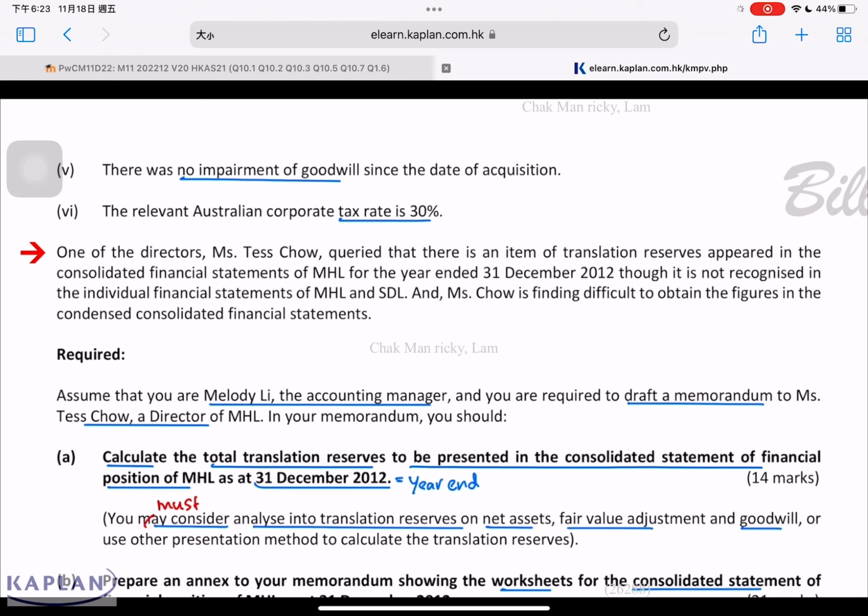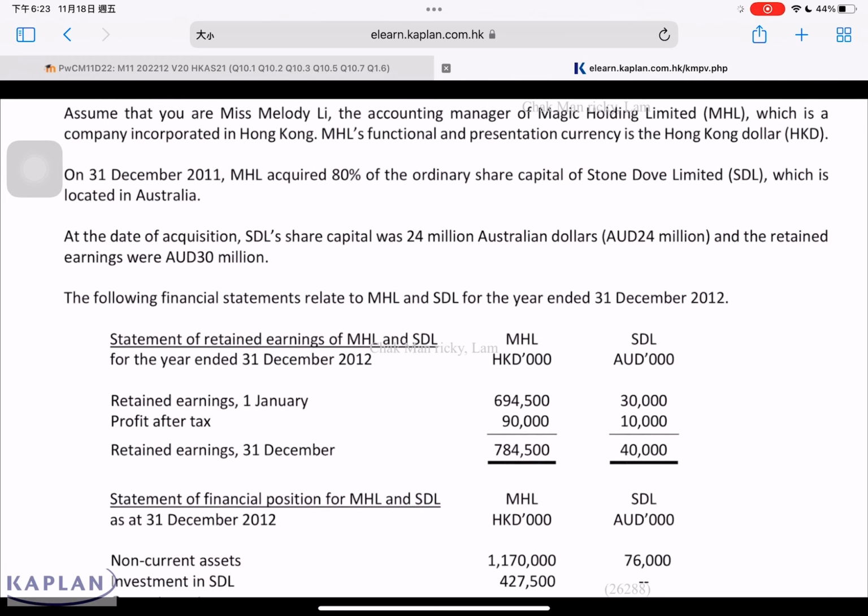One of the directors, Chow, queried that there is an item of translation reserve appearing in the consolidated financial statements, though it is not recognized in the individual financial statements of the parent and subsidiary. Director Chow is finding it difficult to obtain the figure in the condensed consolidated financial statements. Your job is to answer Director Chow's query by showing the detail of the translation differences and prepare the adjustment entry on the worksheet.